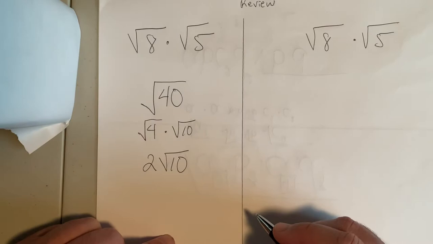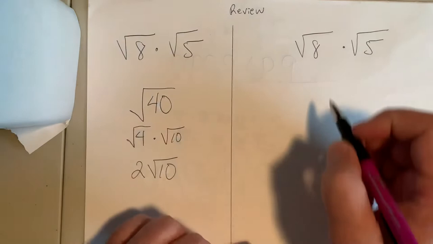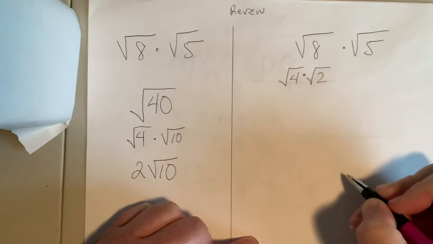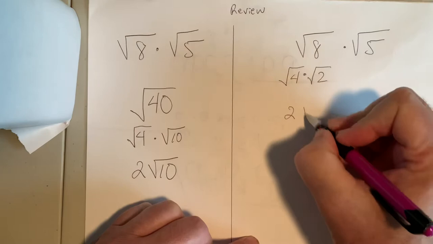Now, another way of doing this is to break it down first and then work it out. Kind of like this radical 5, nothing you can do there. It's already in its lowest terms, if you will. But radical 8, oh yeah, we can change that to radical 4 times radical 2. Of course, then we should know that radical 4 is simply 2. So radical 8 is actually 2 radical 2.